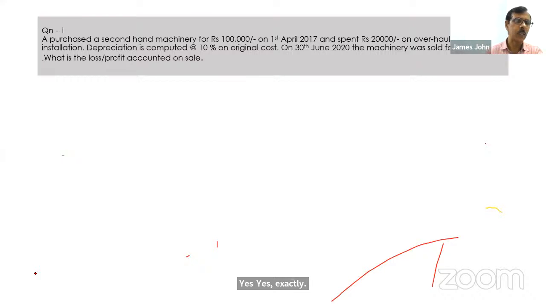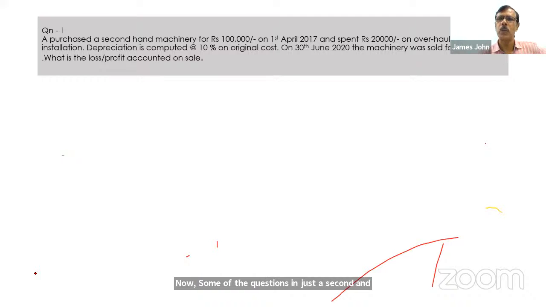I purchased a second-hand machinery for 1 lakh on 1st April, spent 20,000 for its overhauling and installation. Depreciation is computed at 10% on original cost. On 30th June, the machinery was sold for 75,000. What is the profit or loss in this sale? So such questions they will ask.